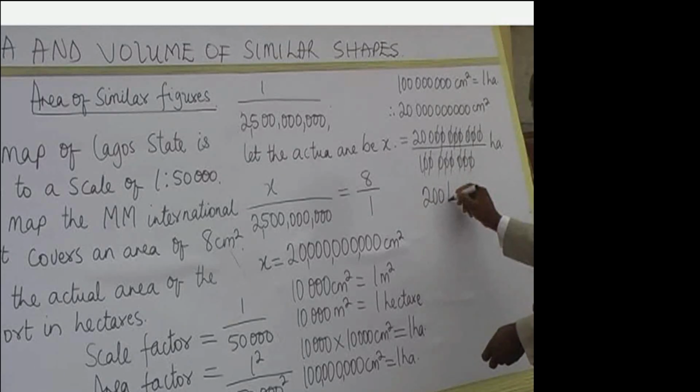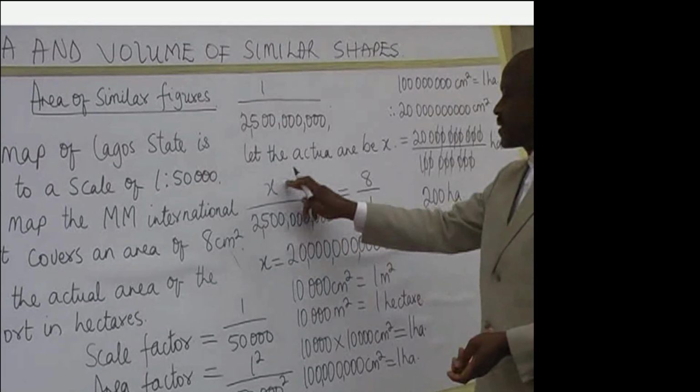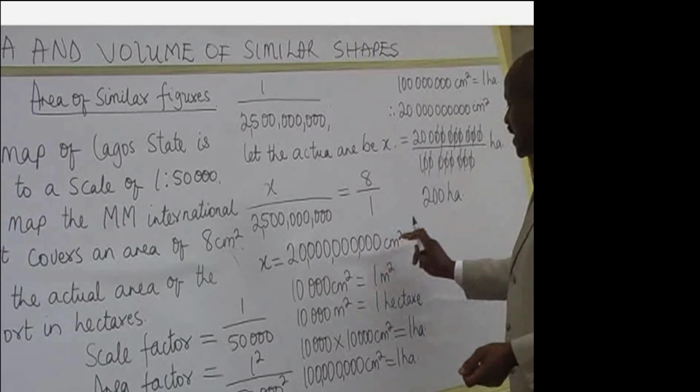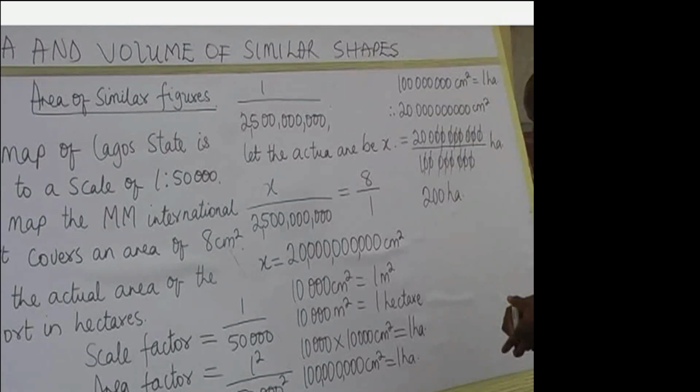So the actual measurement of the Murtala Mohammed Airport represented by X, which we got formally to be 20 billion centimeters squared, is 200 hectares. And that brings us to the end of that question.